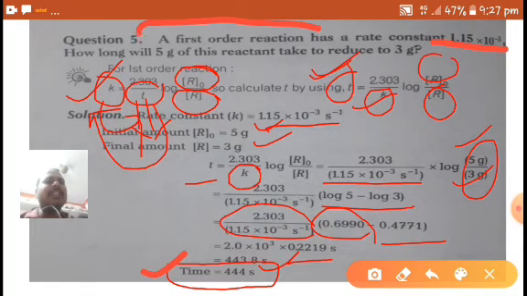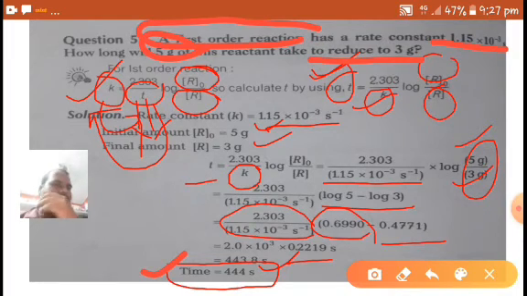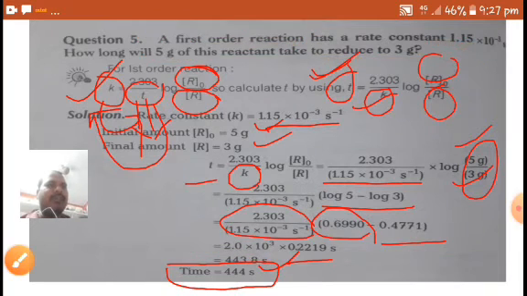He has mentioned that it is first order. So we simply write K is equal to 2.303 by T log A by A minus X or R naught by R. Here he has given 5 grams of reactant reduced to 3 grams. So A is 5 grams and A minus X is equal to 3 grams. By substituting all these things we found this time in seconds, and now we take another example.